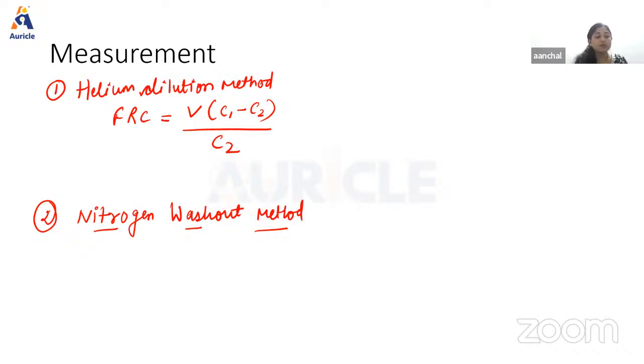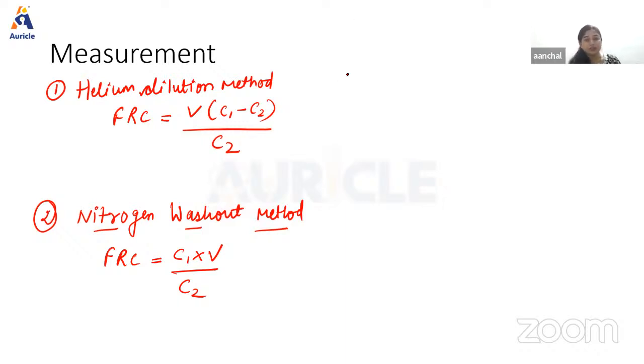Now, nitrogen comes to the Douglas bag, and various factors are used to calculate the functional residual capacity. We can determine it using a formula: FRC equals C1 times V upon C2. Here V is the volume of air collected, C1 is the concentration of nitrogen in the collected air, and C2 is the normal concentration of nitrogen in air. By using this formula, again, we can calculate the FRC.